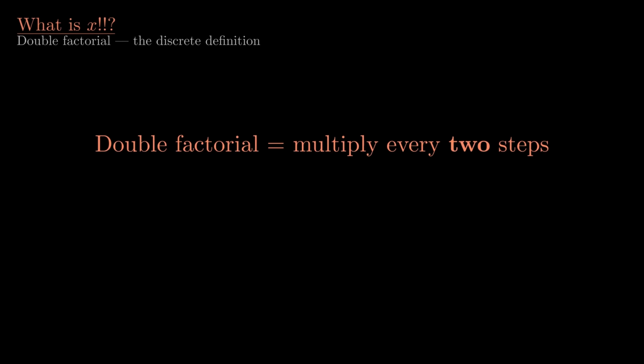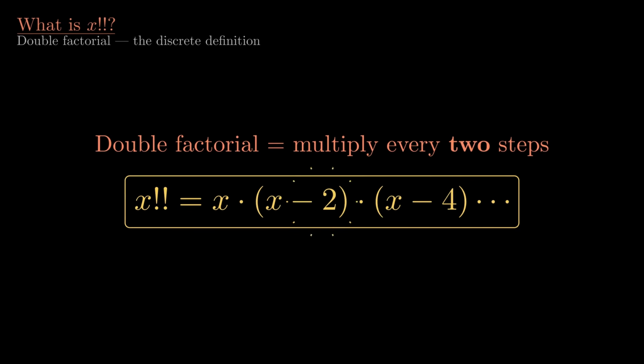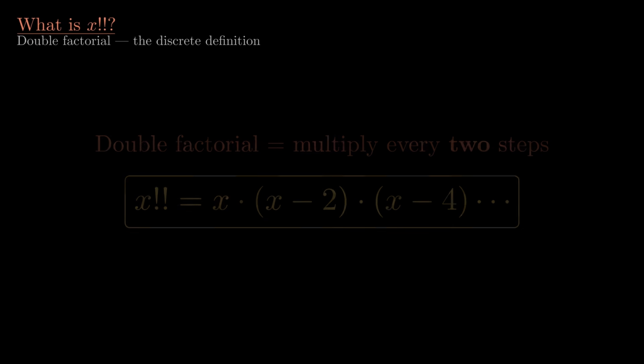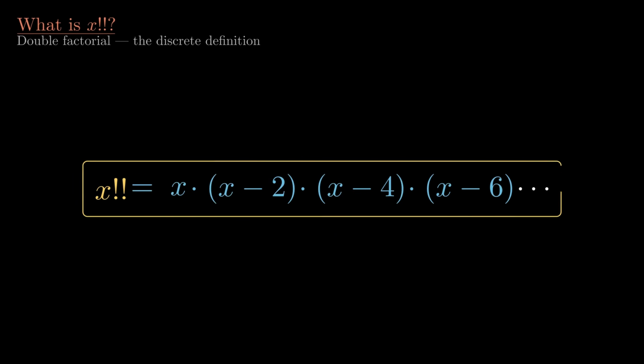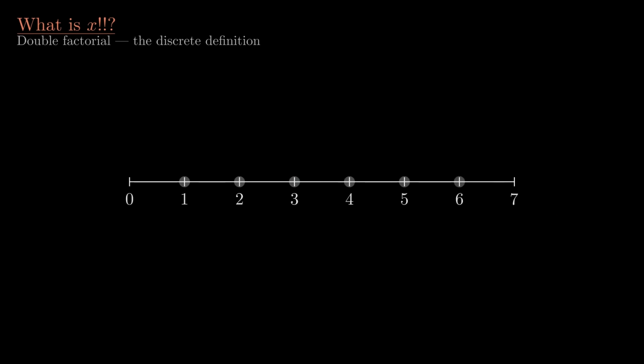But the double factorial follows a different rhythm. Instead of stepping down by 1, the double factorial jumps. It is defined as multiplying every 2 steps. So, x double factorial is x times x minus 2 times x minus 4, and so on. We are still descending, but we're moving twice as fast through the number line.